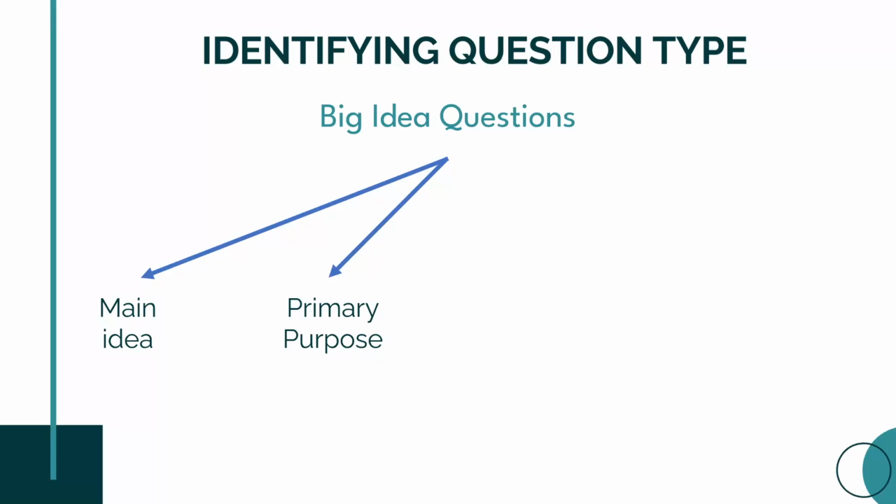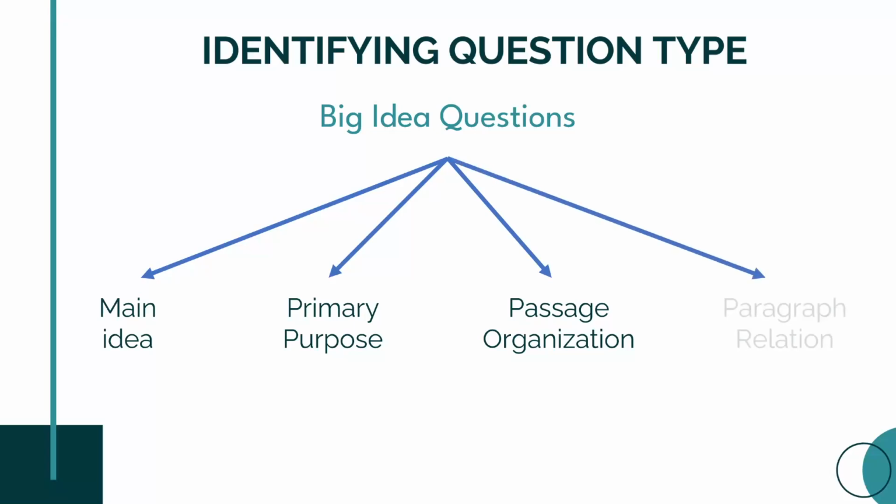The less common big idea questions: number one, passage organization. Basically, what is the organization of that passage or that paragraph? And then finally, the fourth one is paragraph relation. What this really means is how does that paragraph relate to the other paragraphs? What is the purpose of that specific paragraph in relation to the other paragraphs? For example, maybe the second paragraph is contradicting the first paragraph, something like that.